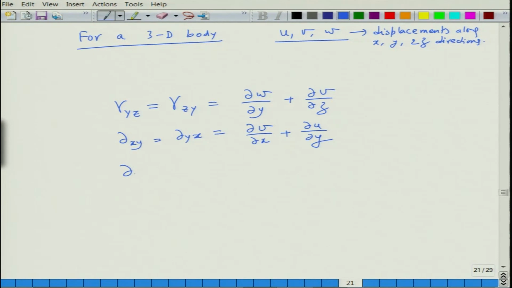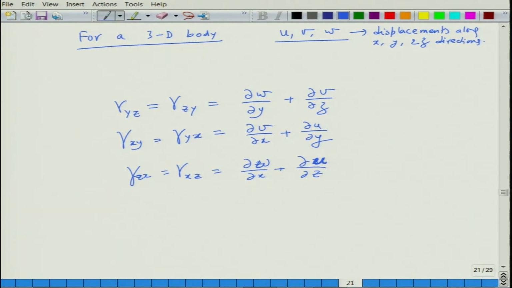And if you want to write gamma zx, sorry, what have I written? This should be gamma, not delta. Gamma zx, which is equal to gamma xz, this will be equal to del w by del x plus del u by del z. So, these will be the 6 shear strain components which will be basically for the 3-dimensional body.